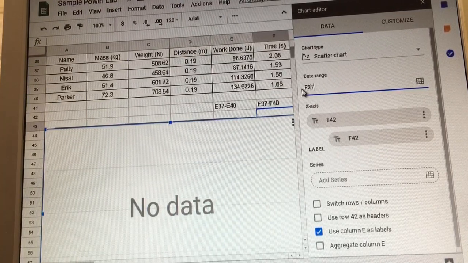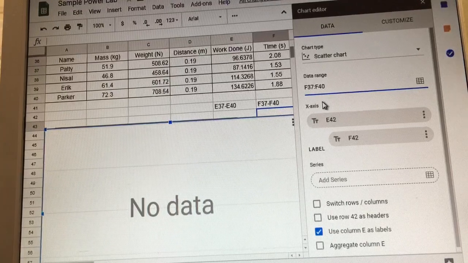I'll write F37. And then to tell it to look at F37 all the way to F40, I don't put a little hyphen, I put one of these. I don't know if you can see what that is. You see that right there? It's the colon, right? The two little dots. And then I put F40.